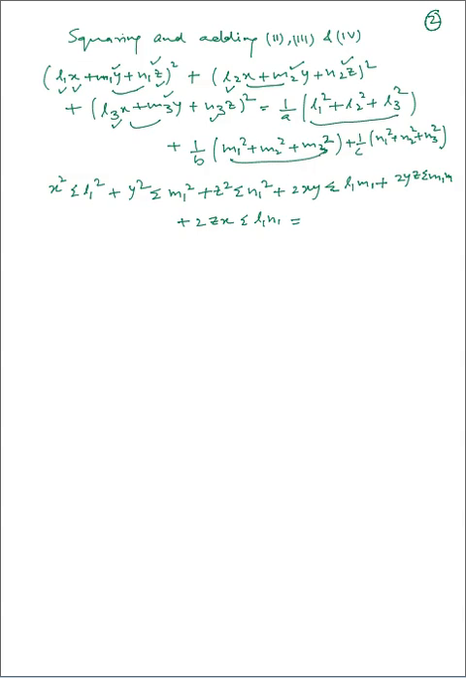so this will be 1 upon a plus 1 upon b plus 1 upon c, because sigma L1 square is equal to 1, etc. So we can write down this also 1, this also 1, and this also 1, and these terms are 0.